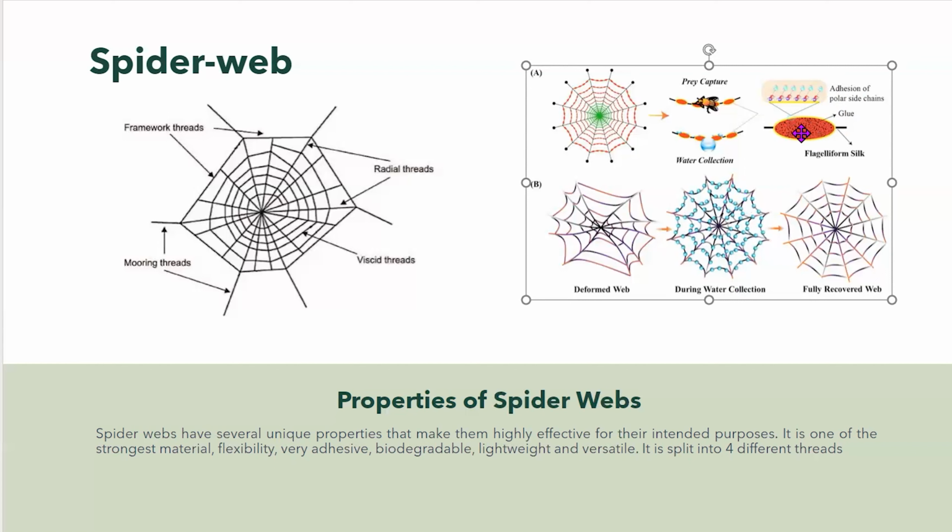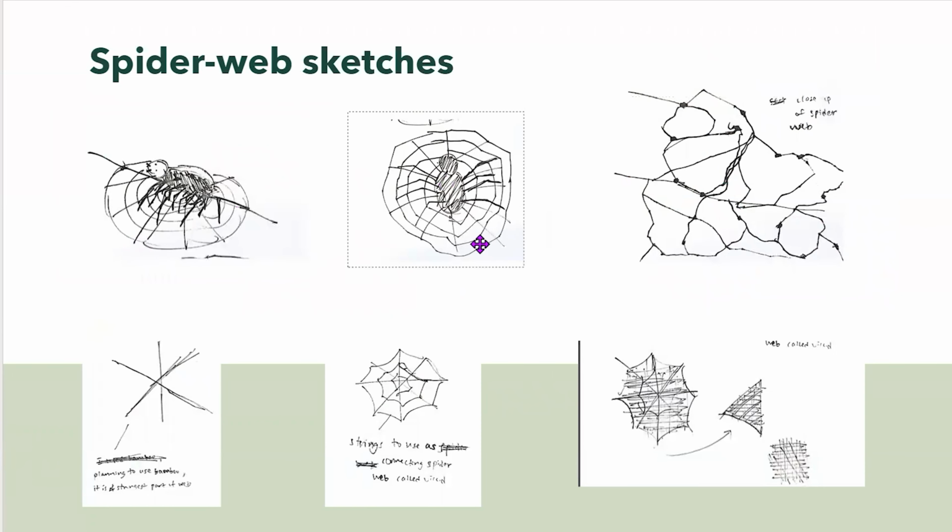So all the water droplets from the 4 different threads will flow down to the center of the web, like a collection point. Also, spiderwebs are quite strong because they have unique properties. They are one of the stronger materials. They are flexible and quite versatile. They are pretty lightweight. So these are the spiderweb sketches I did.